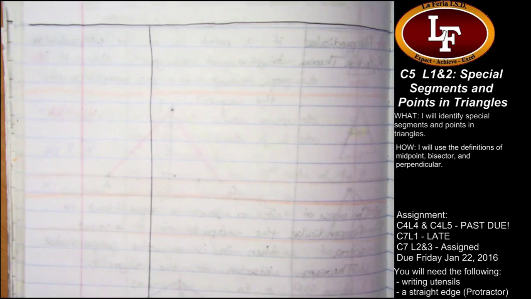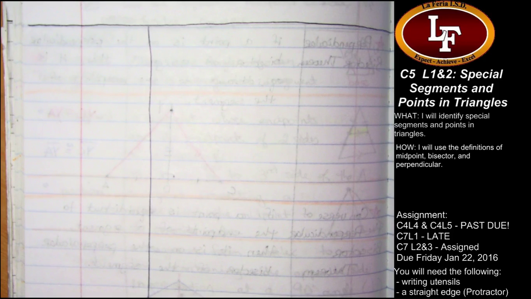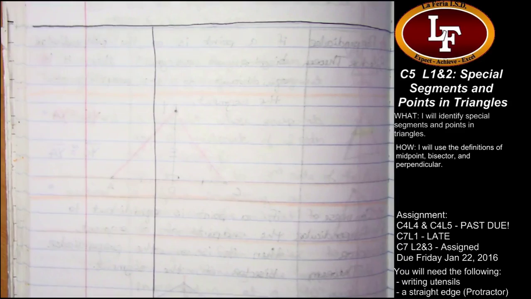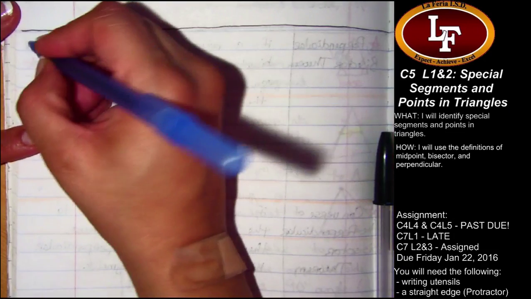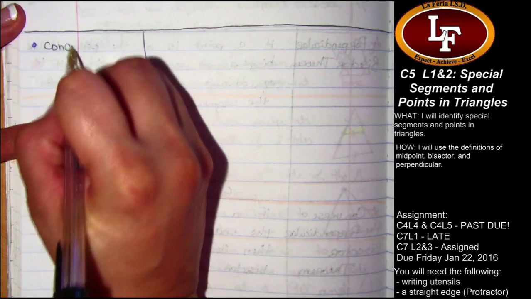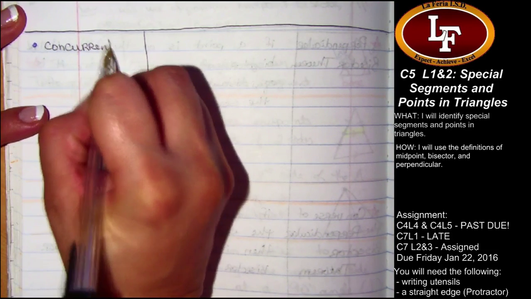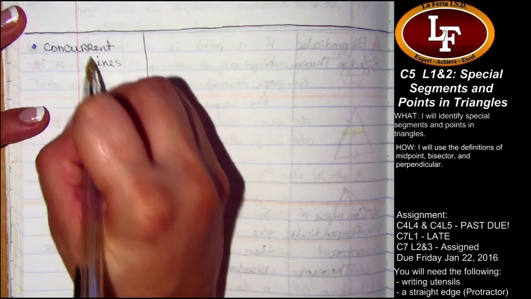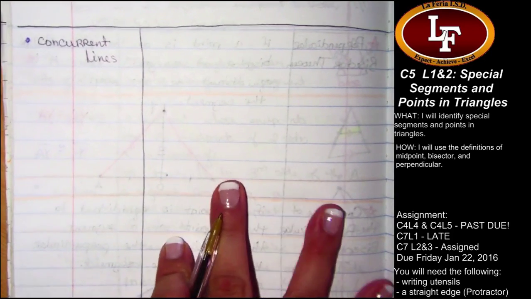Yesterday's session was all about the special segments you can create in triangles, okay? The median, the altitude, the perpendicular bisector. Today, we're going to talk about what happens when we draw more than one of these in a triangle and we look at where they intersect. But before we can talk about that, we've got a couple of fancy new words to give you. The first of these fancy new words is concurrent lines. Say that 3 times fast.